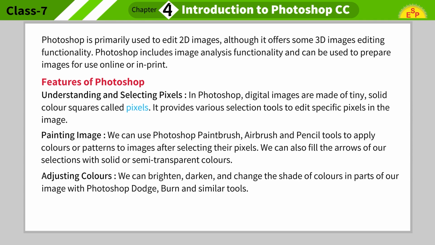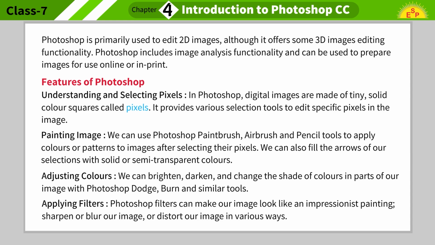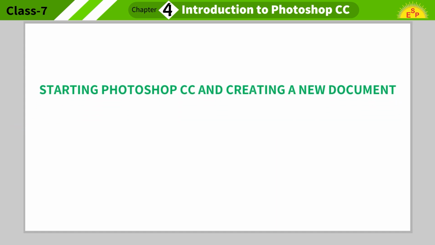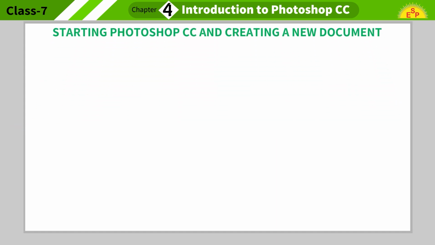Adjusting colors. We can brighten, darken, and change the shade of colors in parts of our image with Photoshop Dodge, Burn, and similar tools. Applying filters. Photoshop filters can make our image look like an impressionist painting, sharpen or blur our image, or distort our image in various ways. Starting Photoshop CC and creating a new document.